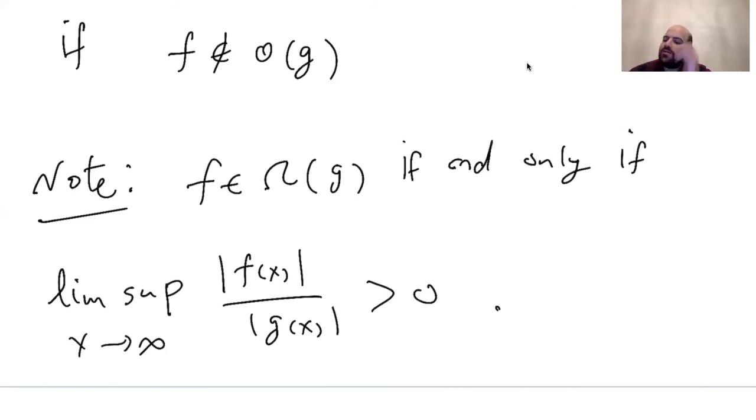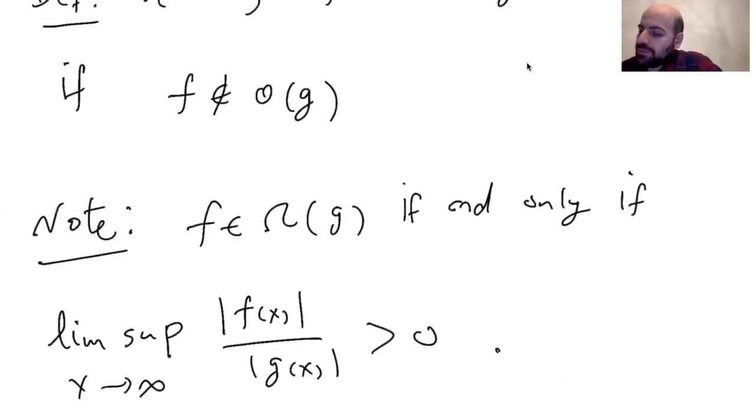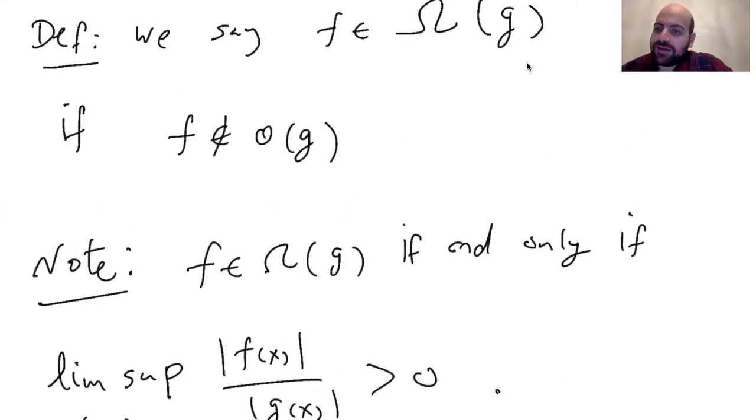Okay, so anyways, this was basically a quick reasoning about why f does not belong to small o of g is equivalent to saying that lim sup of absolute value f over absolute value g is positive. But maybe in practice, it's easier to use this one.